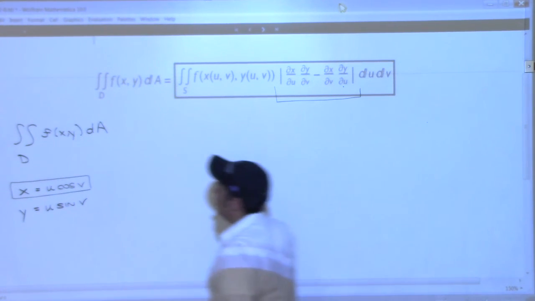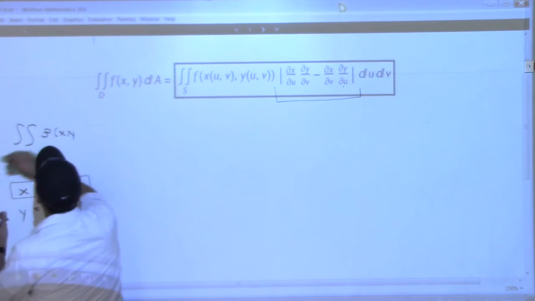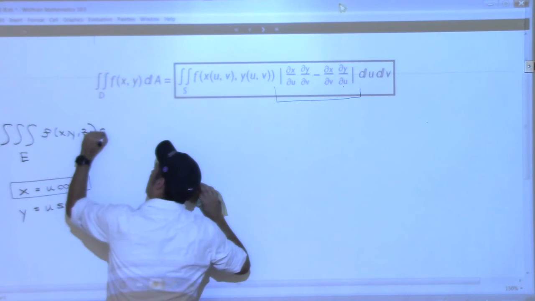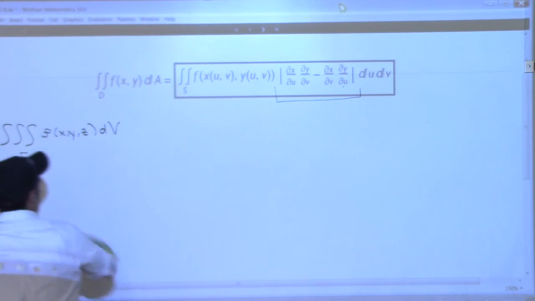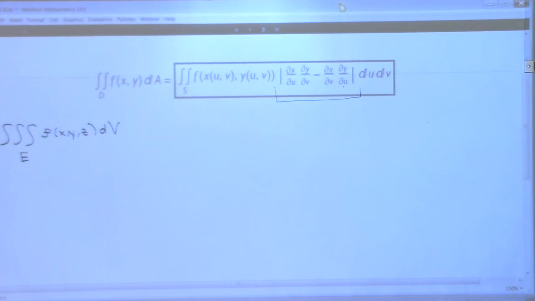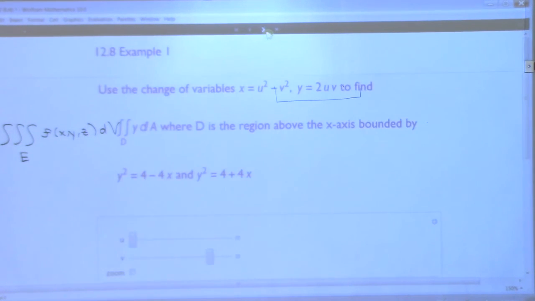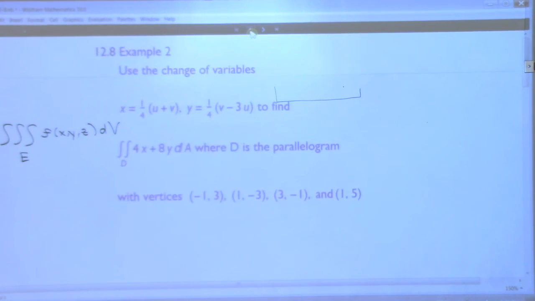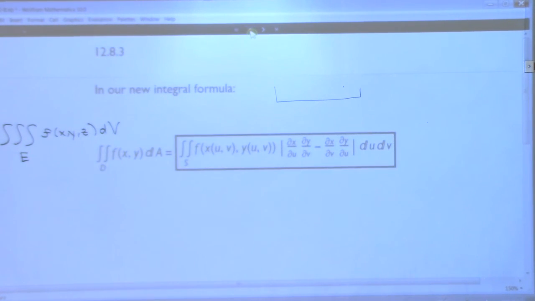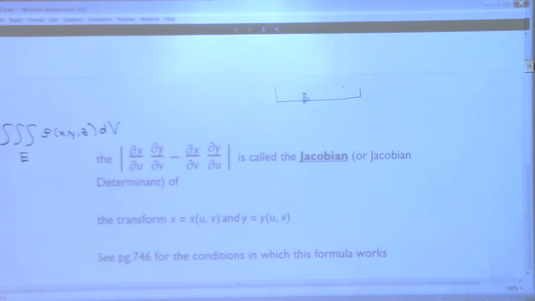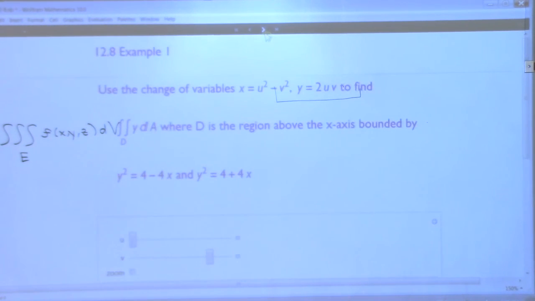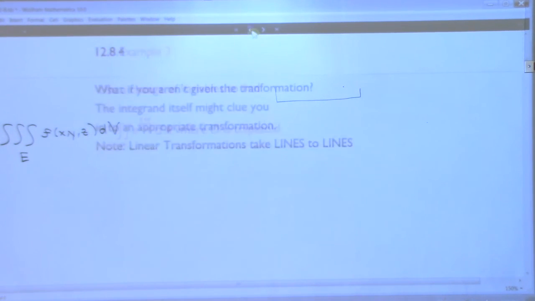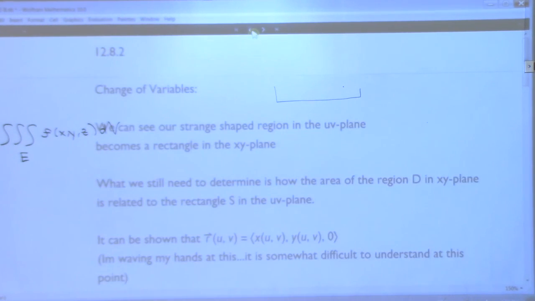So what happens if you want to do a triple integral over E of f of x, y, z with respect to volume, and you want to make a change of variables? Well, I don't have it here. What happened to my notes? It's okay. I'll show that to you next time. I told you 10 minutes. It's been 10 minutes. I think that's a good place to stop.